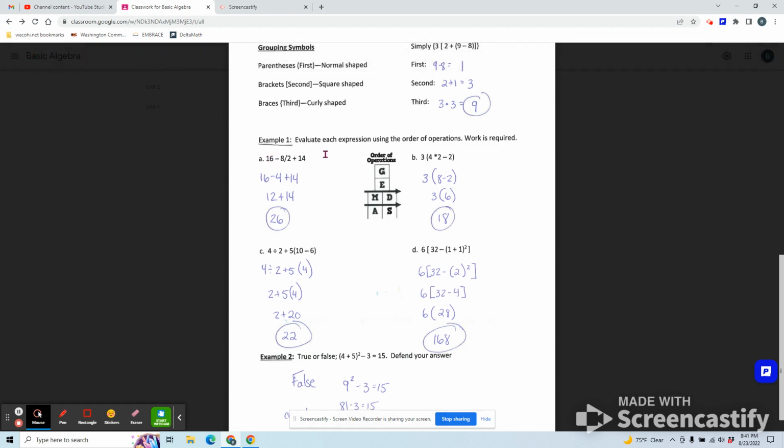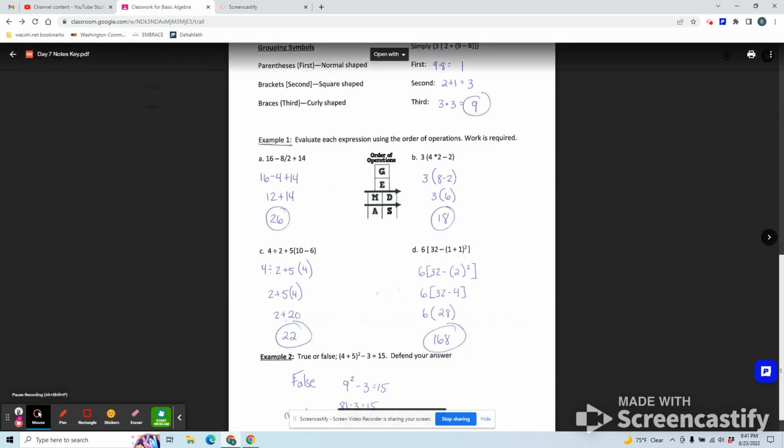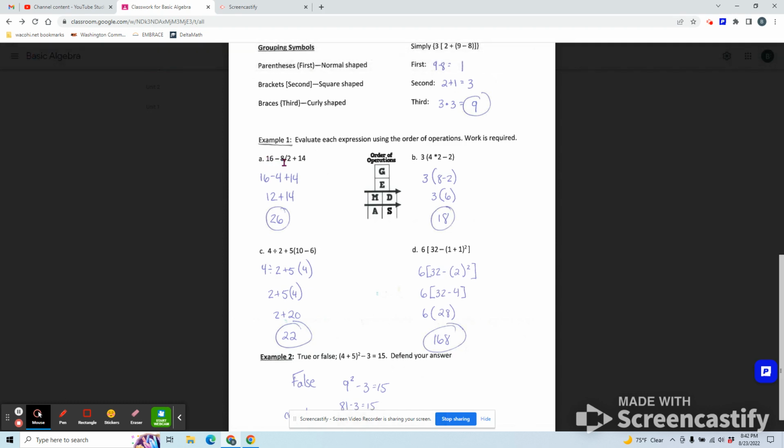So if I look at letter A, it says evaluate each using the order of operations, and work is required, meaning we have to show our steps. So I'm going to read this. It says 16 minus 8 divided by 2 plus 14. Okay, well, I don't have anything that's grouped, no parentheses, no brackets, braces, any of that. I don't have any exponents. So I move on to multiplication or division, whichever one I see first. I don't see multiplication, but I do see division. 8 divided by 2. So 8 divided by 2 gave me 4. That was the only thing that changed. Everything else was still the same.